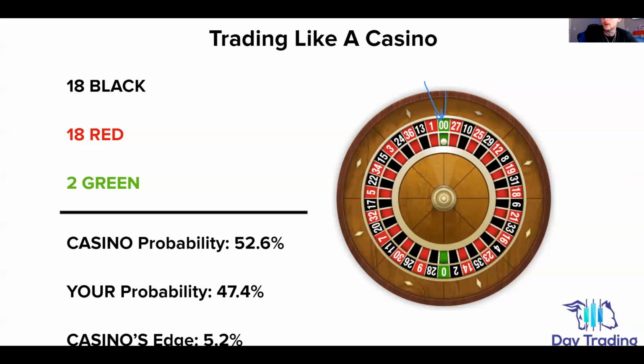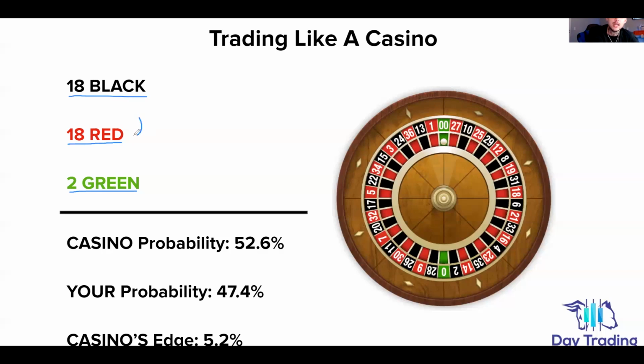But we're not here to learn about roulette. Anyways, if we take a look at things, first we have black. There are 18 black, 18 red, and 2 green. If you were to make a bet, and let's say you wanted to bet on black, the casino doesn't have a 50-50. You don't have a 50-50 chance of winning, because the casino has 2 more chances of beating you here.